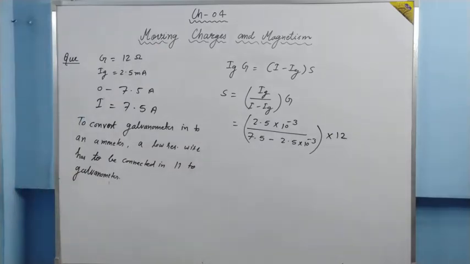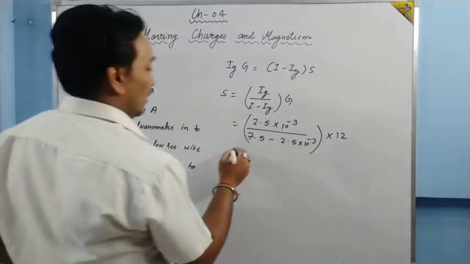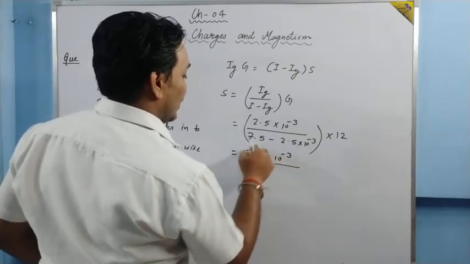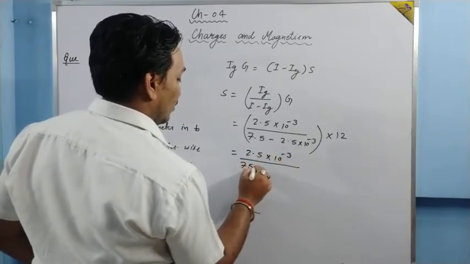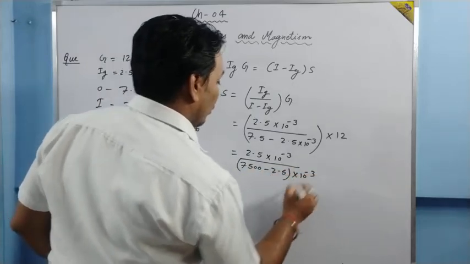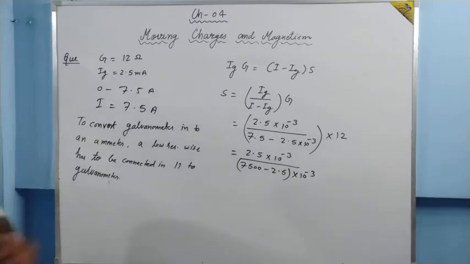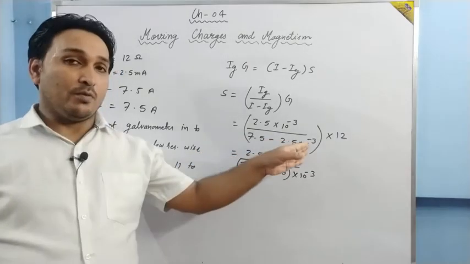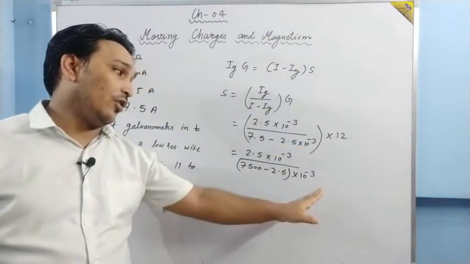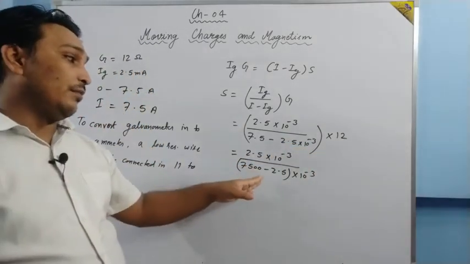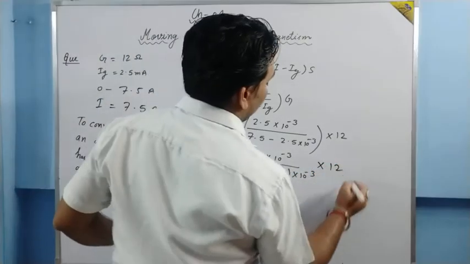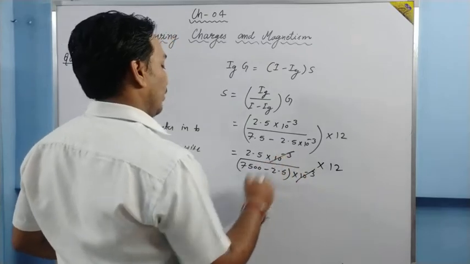Now we have to solve this. How can we? Let us see. 2.5 into 10 to the power minus 3 upon this can be written as 7500 minus 2.5 into 10 to the power minus 3. I hope you are able to understand what I have done. I have made this 7500 into 10 to the power minus 3. Then 10 to the power minus 3 of this, 10 to the power minus 3 of this, I have taken common. So it will become 7500 minus 2.5, into 10 to the power minus 3, whole multiplied by 12. The 10 to the power minus 3 will be cancelled out.